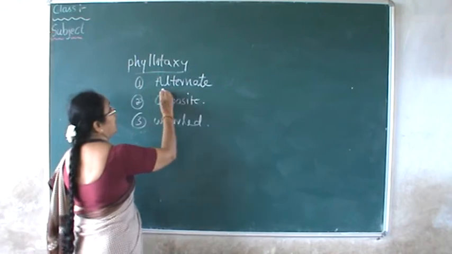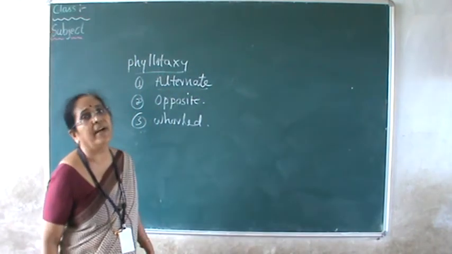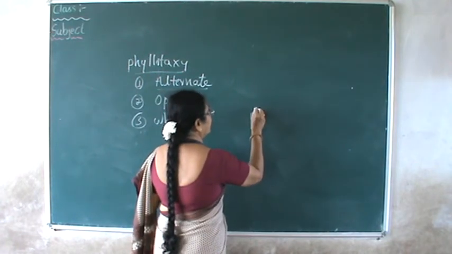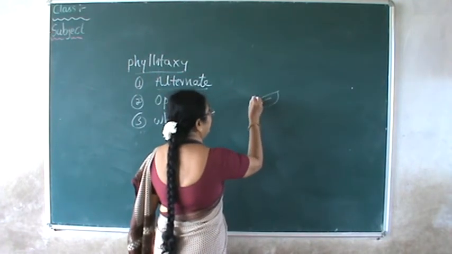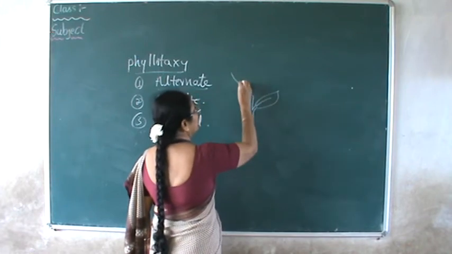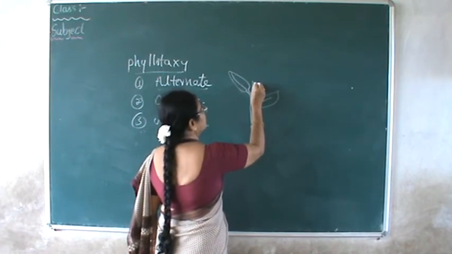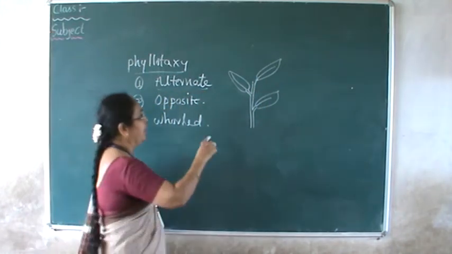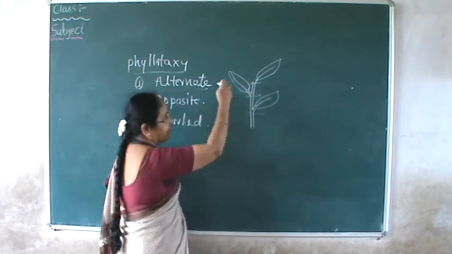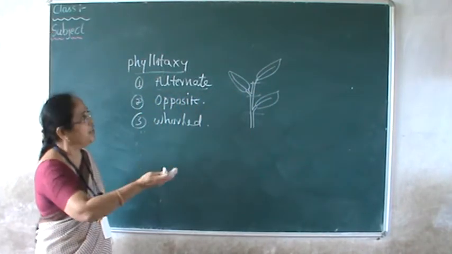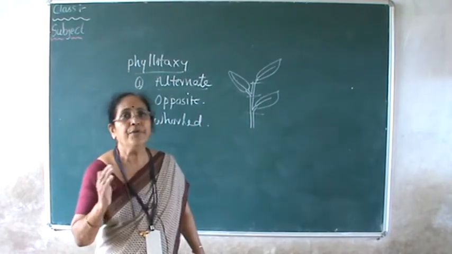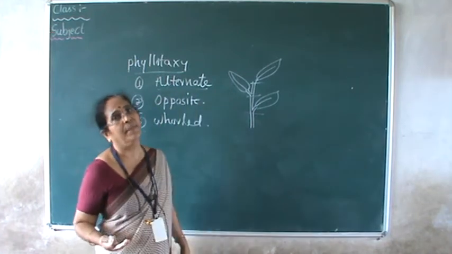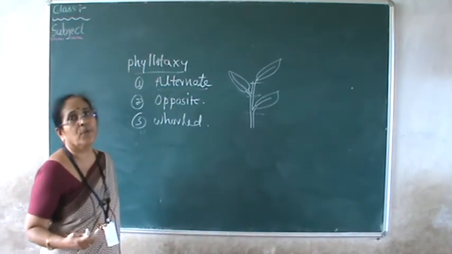I'll start with the first type, alternate. Alternate means one leaf at every nodal region. One leaf alternates with the other. So if you draw the alternate phyllotaxy, this is one leaf, it continues to the next nodal region, second leaf, continues, third leaf. Only one leaf at every nodal region. This is 1, 2, 3. If they are alternate, one is on the right, another is on the left. This is the proper arrangement of the leaves over the stem to expose almost all leaves to the available sunlight, which is required for photosynthesis.